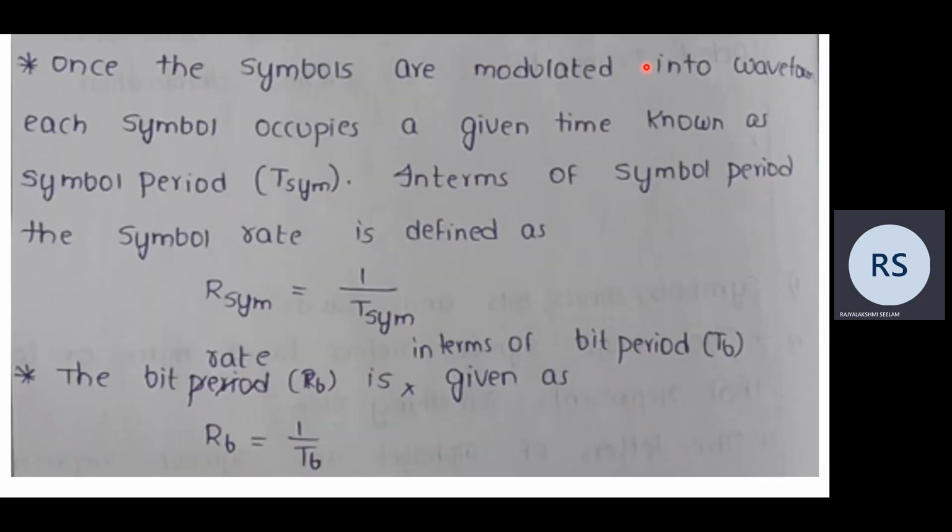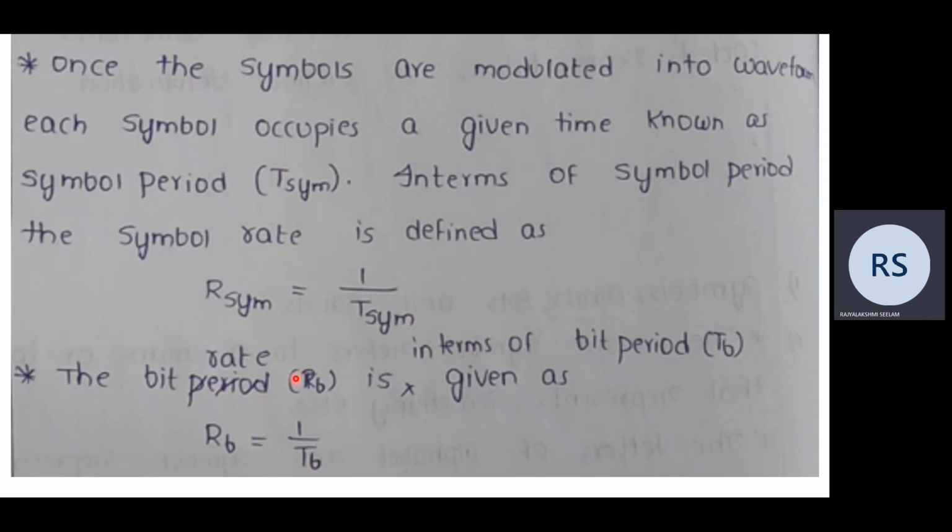Once the symbols are modulated into a waveform, each symbol occupies a given time, which is known as the symbol period. It is represented as T_sym. In terms of the symbol period, the symbol rate R_sym is defined as 1 by T_sym. This is the symbol period, and this is the symbol rate. R represents rate, T represents period.